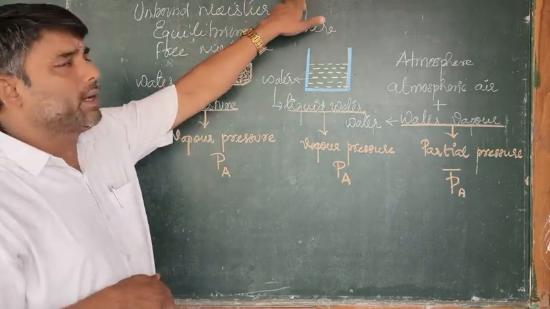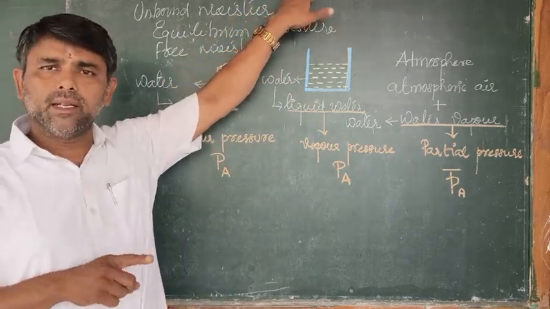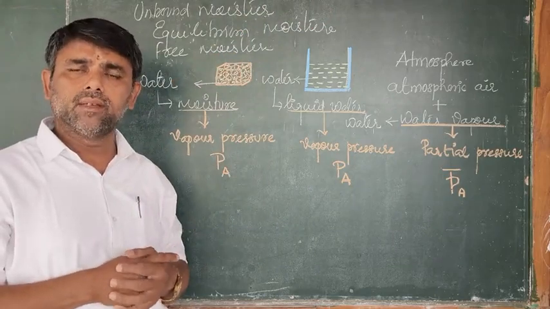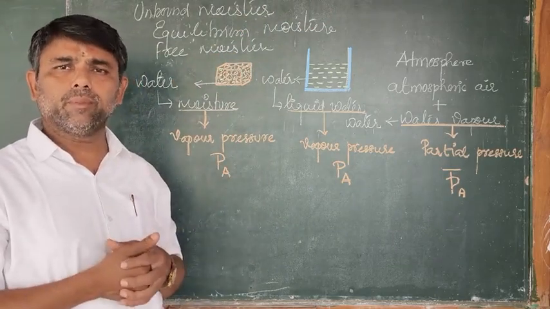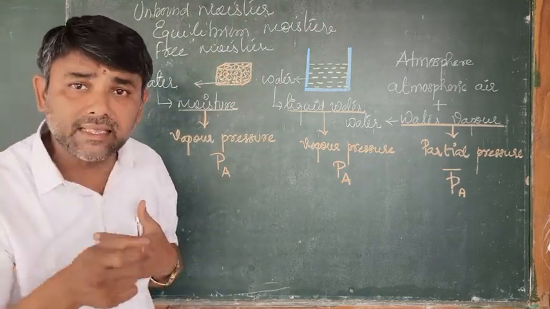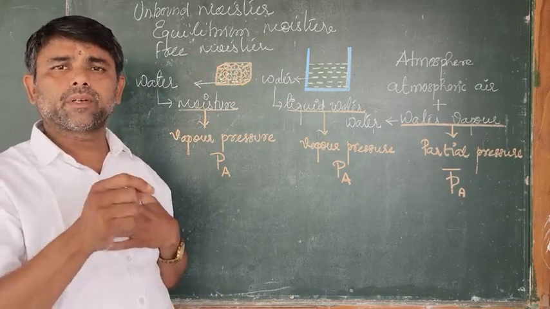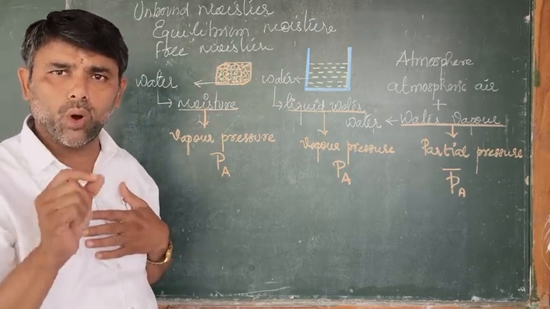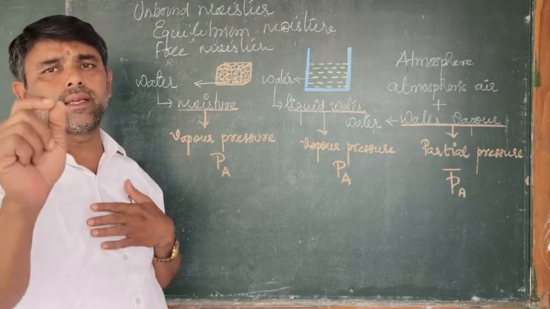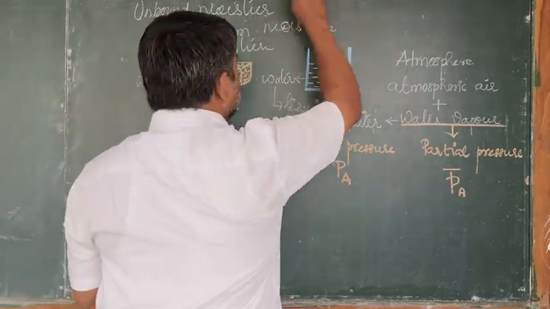So, bound moisture is nothing but moisture contained by a substance which exerts an equilibrium vapor pressure less than that of the vapor pressure of pure liquid, pure water, at the same temperature. Now bound moisture is over.